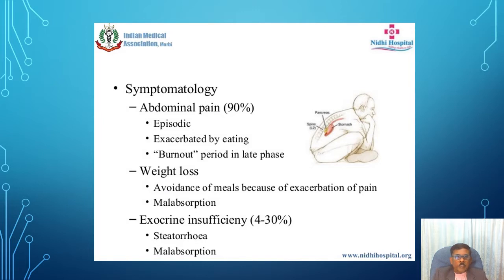This slide summarizes the symptoms and the clinical features. Symptoms include abdominal pain in 90% of patients, which tend to be episodic, coming on and off, exacerbated by eating, especially containing alcohol. After some time, these symptoms get burnt out in the late phase. There's weight loss, either due to avoidance of meals because of the exacerbation of pain, or malabsorption. And then there is also the exocrine insufficiency leading to steatorrhea and malabsorption.